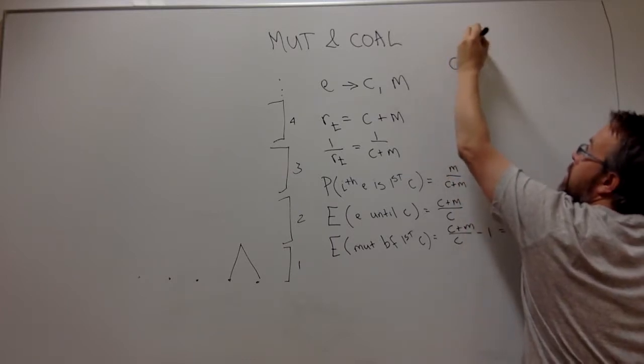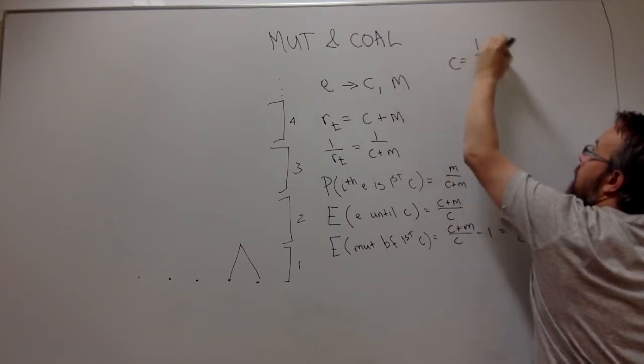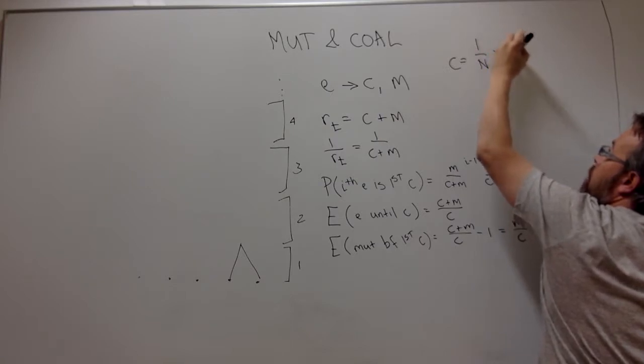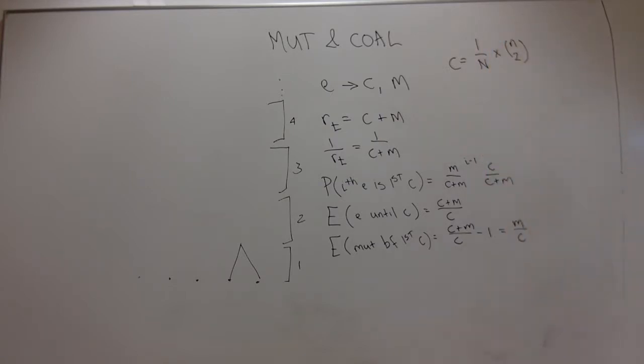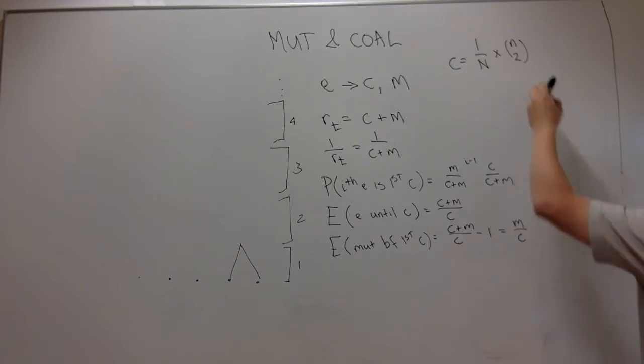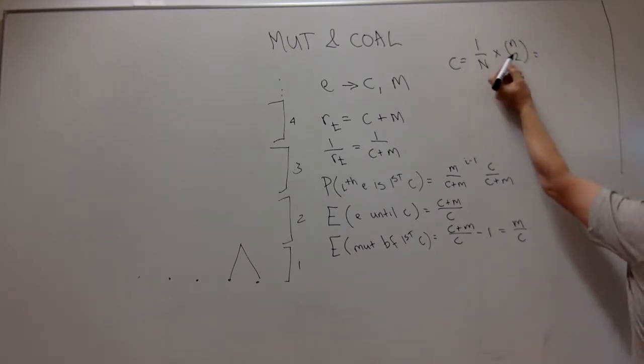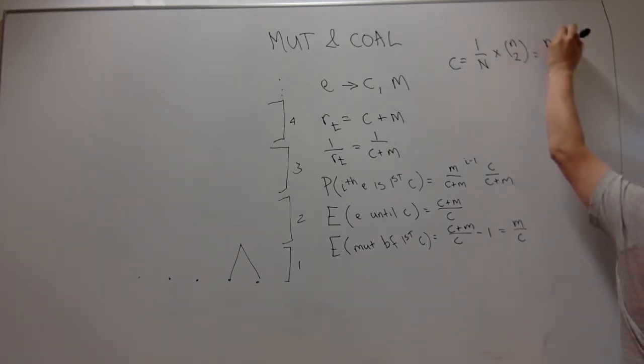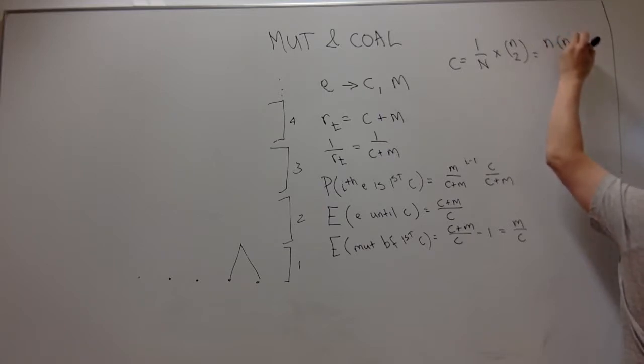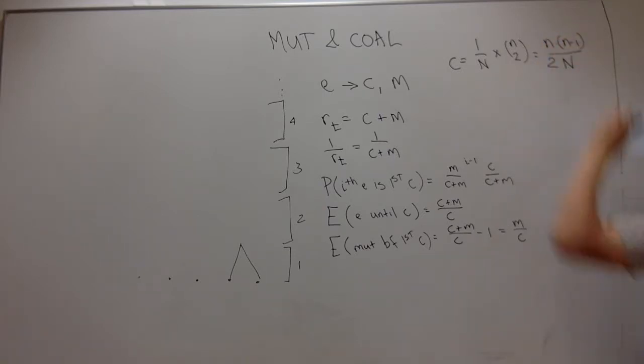So what's our rate of coalescence? Well, we said it's 1 over n times our number of pairs of lineages. So n choose 2 divided by n. We said that n choose 2 is equal to n times n minus 1 divided by 2. And so we get this whole expression.